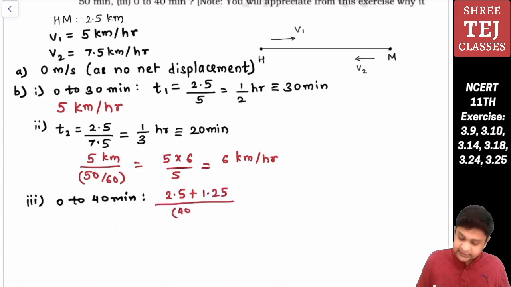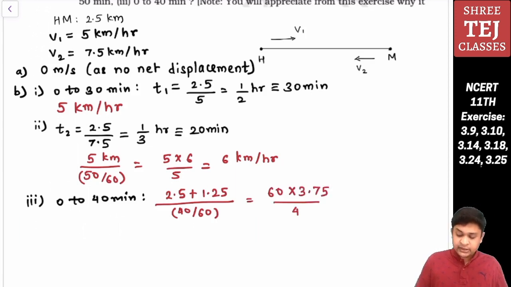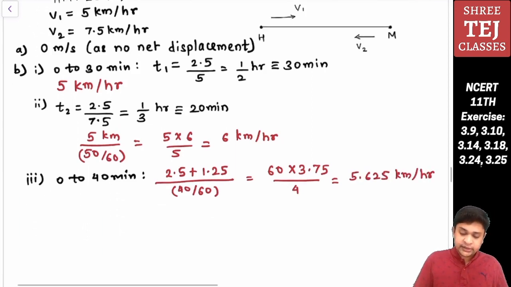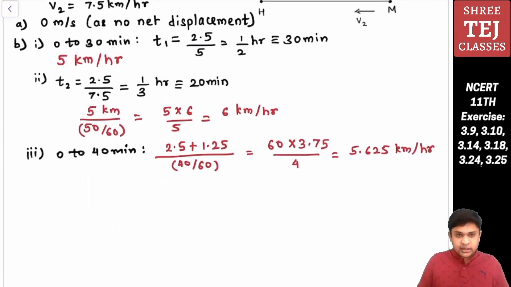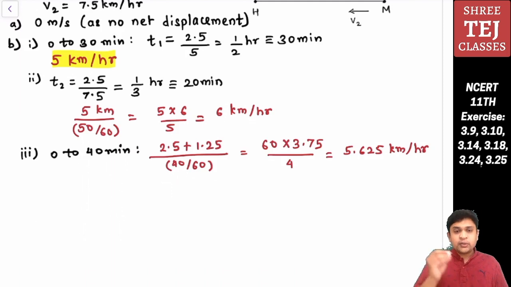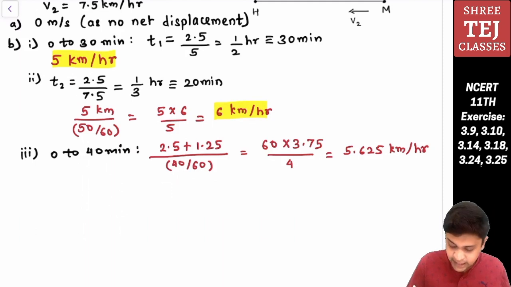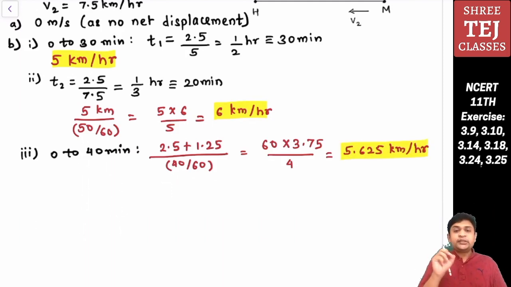So 40 by 60 hours. So this will give us 3.75 upon 4 multiplied by 60, which gives us 5.625 kilometer per hour. Therefore, from 0 to 30 minutes, average speed will be 5 kilometer per hour. From 0 to 50 minutes, average speed will be 6 kilometer per hour. And from 0 to 40 minutes, average speed would be 5.625 kilometers per hour.